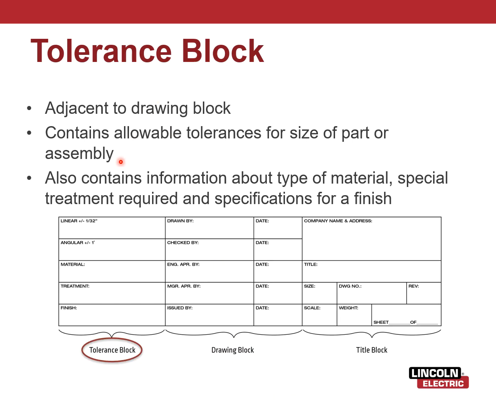And then we move on to the tolerance block. That will be adjacent to the drawing block we just went over. This contains the allowable tolerances for the size of a part or assembly. This also contains the information about the type of material, special treatment required, if any, and specifications for finish. Okay, so you have your linear tolerances, right? These are your measurements, horizontal and vertical lines, just straight lines. And so they're saying 1/32, so plus or minus 1/32 is your tolerance. And then your angular tolerances, okay?